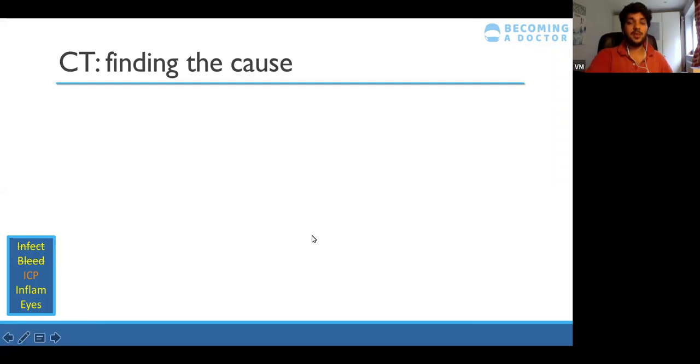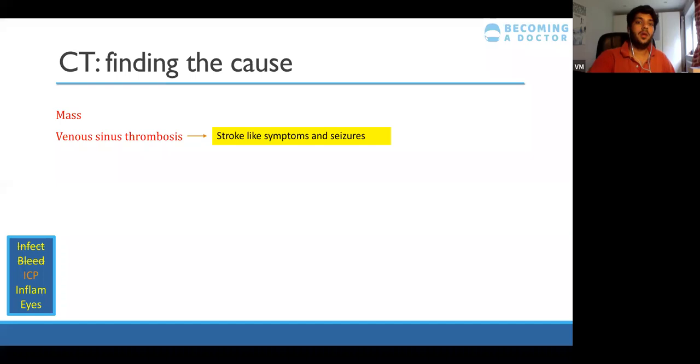Like I said, CT is the most important thing for you to do, and the main cause of raised intracranial pressure that everyone thinks of is a mass, a tumor. That, of course, is one example, but there are also other causes of raised ICP. There can be a clot in the venous sinuses, and that is typically associated with stroke-like symptoms and seizures. It could be hydrocephalus, so a kind of imbalance in the pressures of the brain, or it could be focal edema, and it could be due to trauma. So it's always important to ask, has the patient suffered any trauma to their head or to their neck? Always a good question to ask.